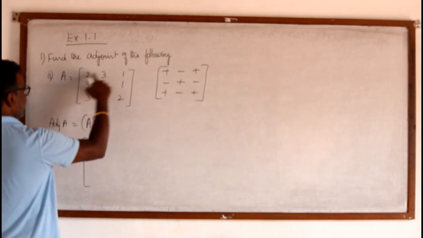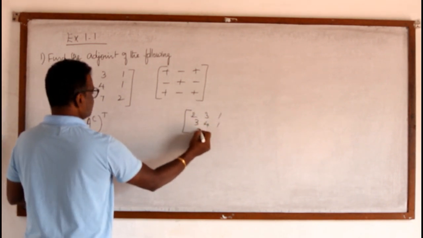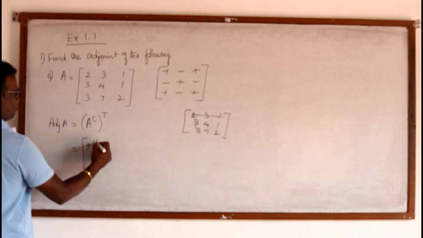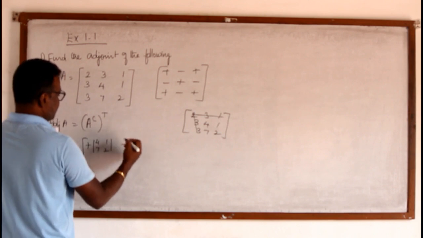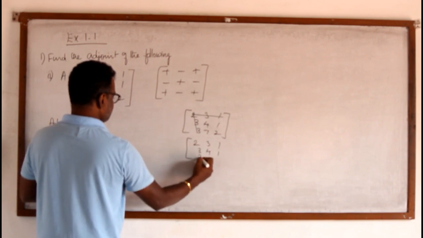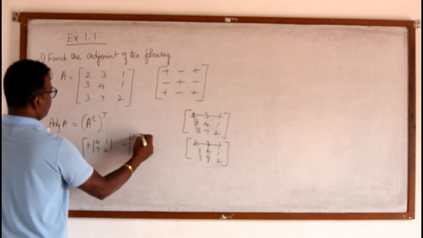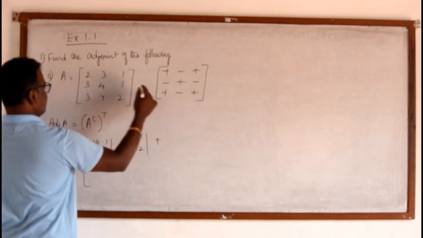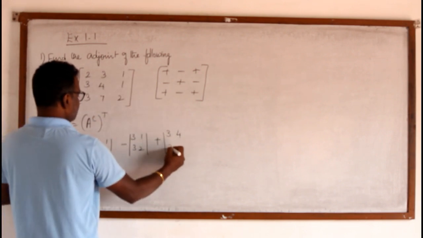If I take the first element, its sign is plus, then the matrix is 2, 3, 1, 3, 4, 1, 3, 7, 2. Omit the row and column of the first element. So what is remaining? 4, 1, 7, 2. Second element is minus, isn't it? The sign is minus. Omit the row and column of the second element. So what is remaining? 3, 1, 3, 2. Next element is plus. Omit the row and column of 1. Now you can easily recognize it is 3, 4, 3, 7.